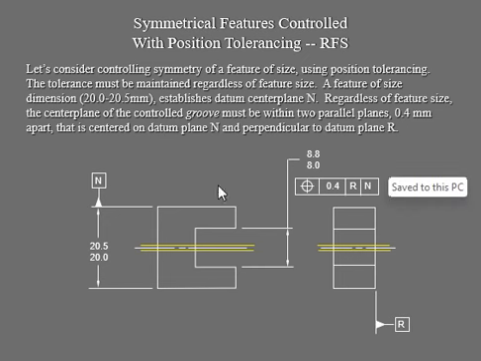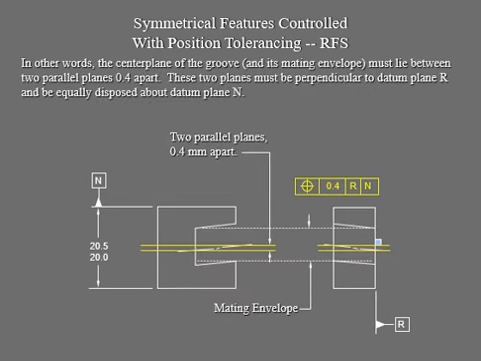And we have two datum references. One is R and the other one is N. You can give any alphabetical symbol; it doesn't have to be always ABC. Of course, we don't use Q for the datum, by the way. So anyways, let's go to the next.